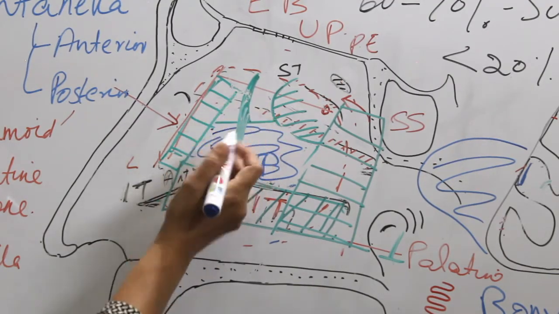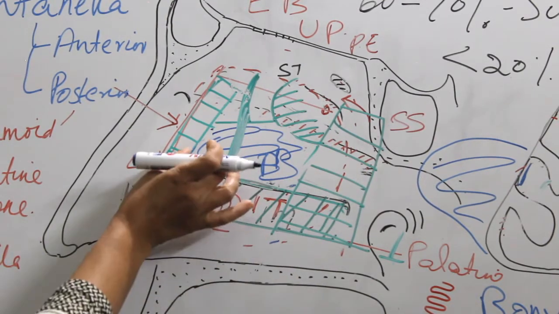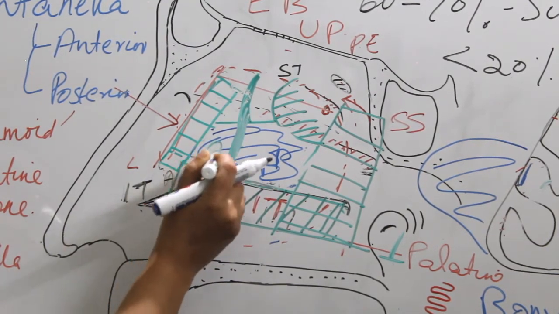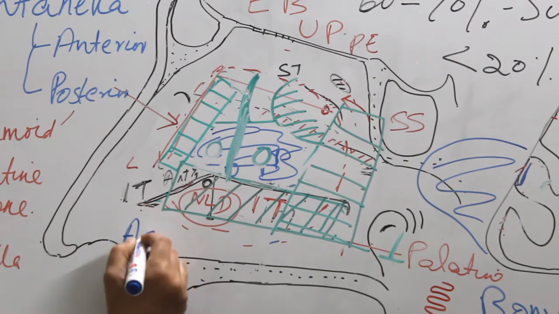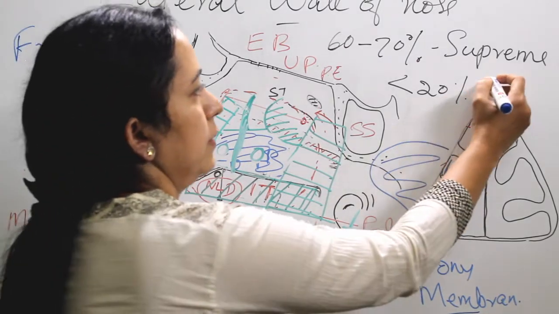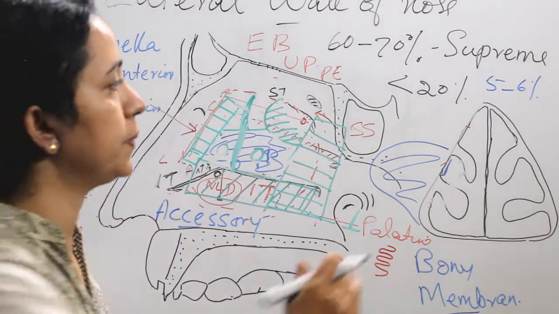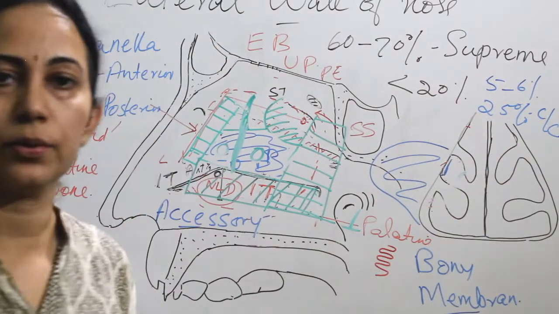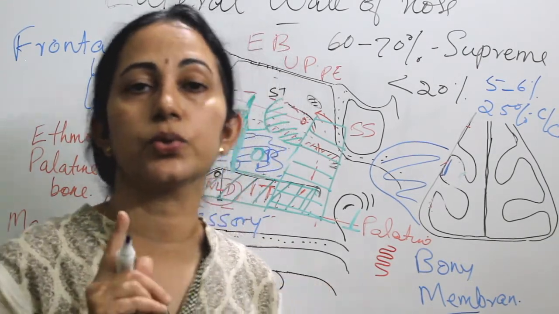Anterior fontanelle which is anterior to the uncinate process, and there is a posterior fontanelle which is posterior to the uncinate process. And in these fontanelles comes your accessory ostia. Okay, accessory ostia come here. Accessory ostium. This accessory ostium is present in 5 to 6% of the normal population and 25% of patients with chronic sinusitis. Okay, so now you know the placement of the accessory ostium and also the fontanelles.